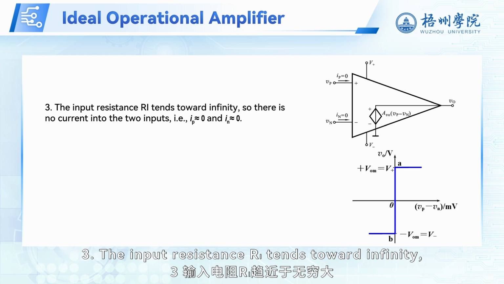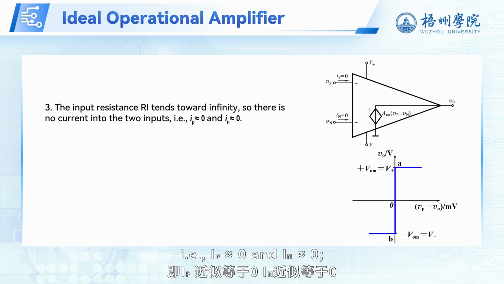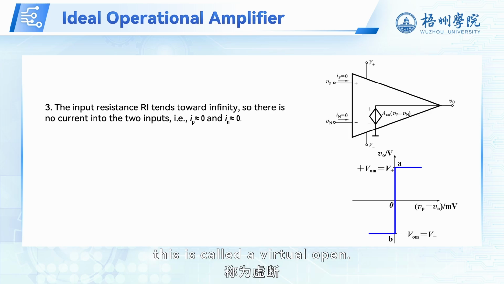3. The input resistance R sub I tends toward infinity, so there is no current into the two inputs, i.e., I sub P is almost equal to 0 and I sub N is almost equal to 0. This is called a virtual open.